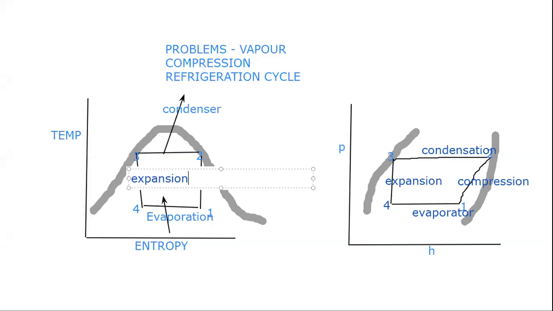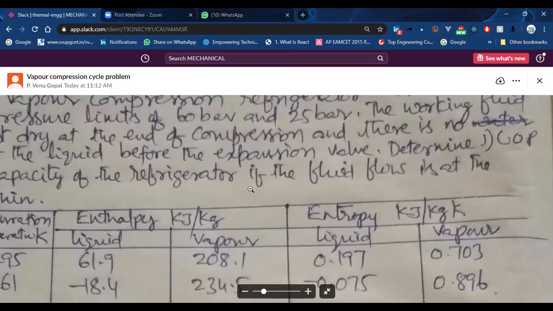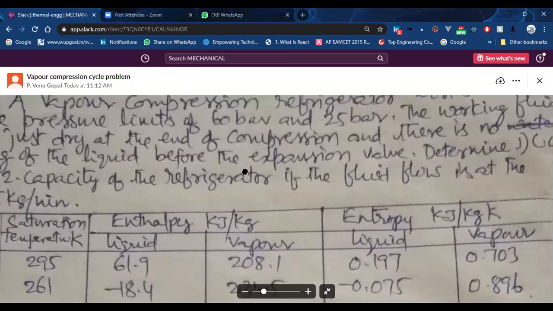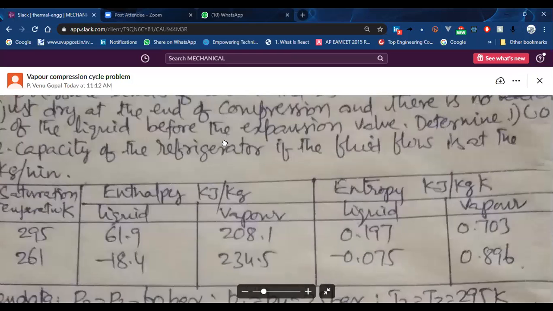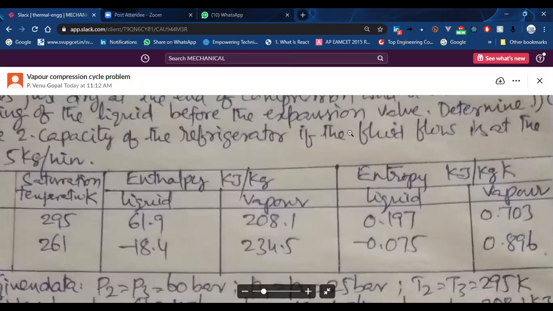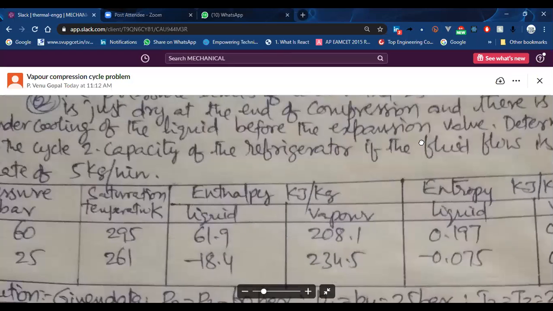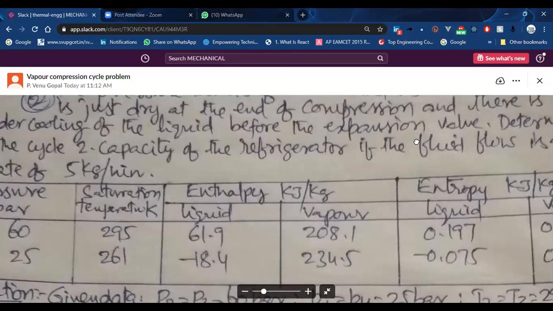Then, let's go back to the problem. After expansion, it simply goes to the evaporator. After that, we have to find out what is being asked. You find out the COP of the cycle and the capacity of the refrigerator.